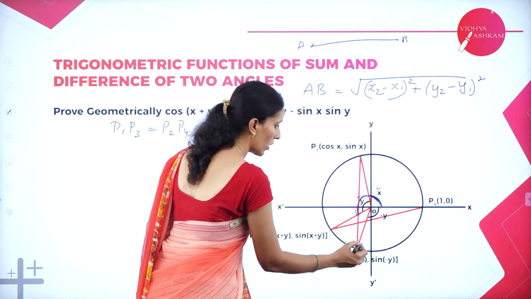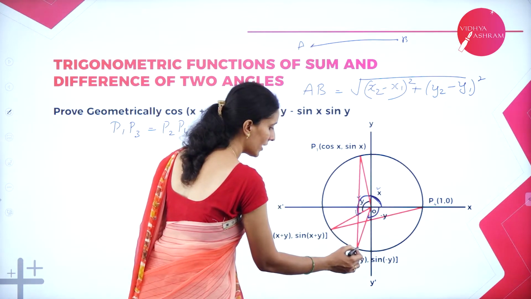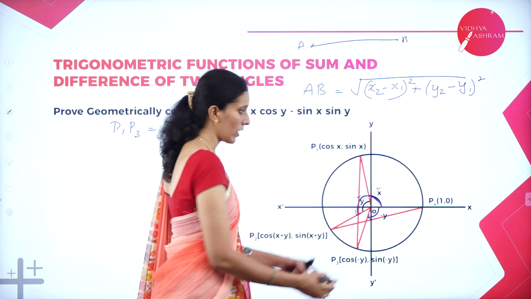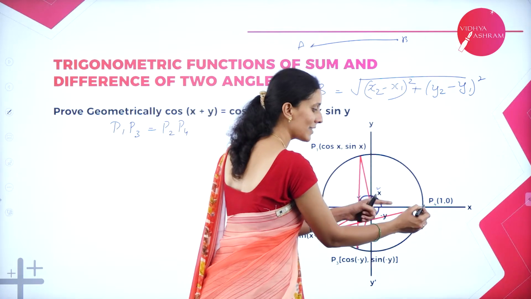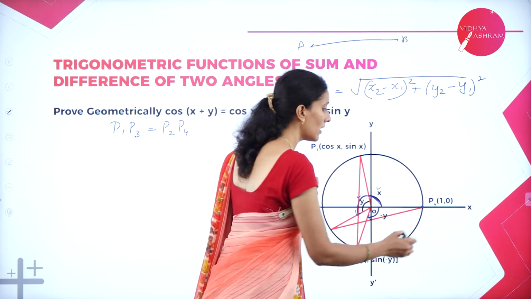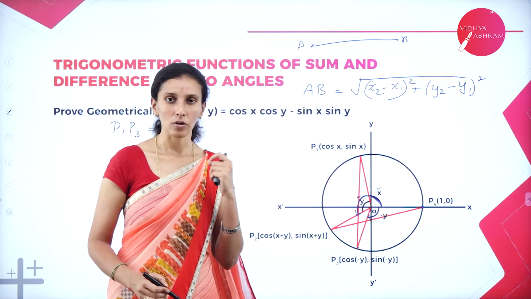And what about this coordinate? This is your angle minus y. So therefore, the coordinate at this point is taken as cos of minus y, sin of minus y. This point is clear. It lies on the x-axis. X coordinate is 1 because it is a unit circle. Y coordinate is 0. So your fourth point is P4 (1, 0).